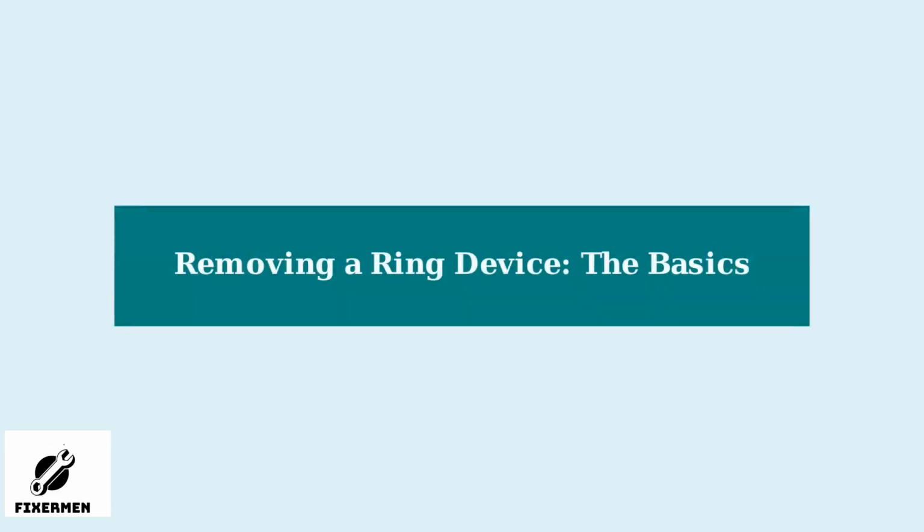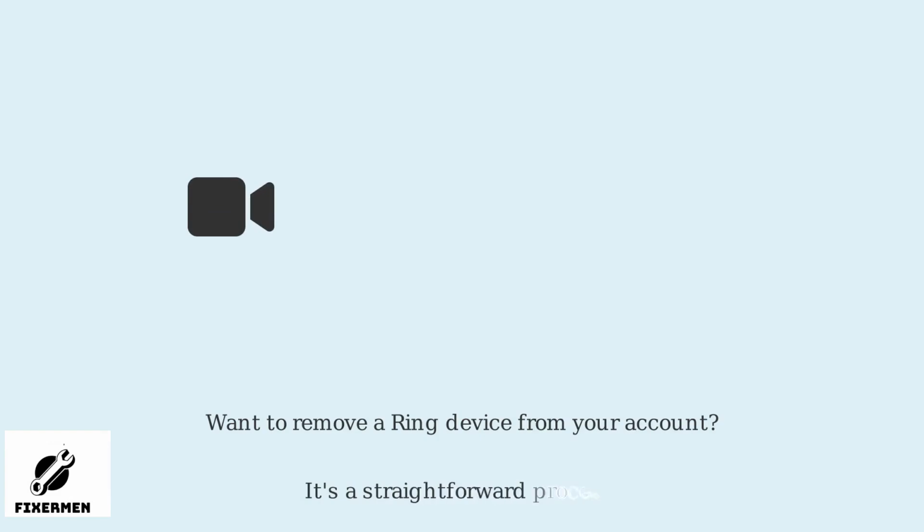Removing a Ring device from your account is a straightforward process that disconnects the device, stopping data syncing, notifications, and remote access. This is useful when selling a device, upgrading, or addressing privacy concerns. Make sure you're the account owner or have admin privileges to proceed.